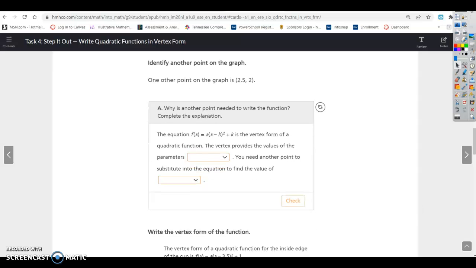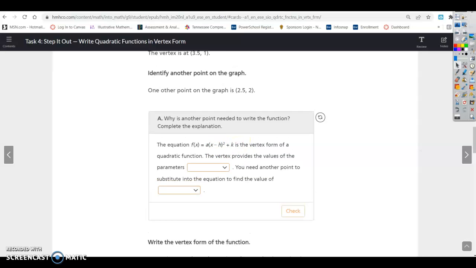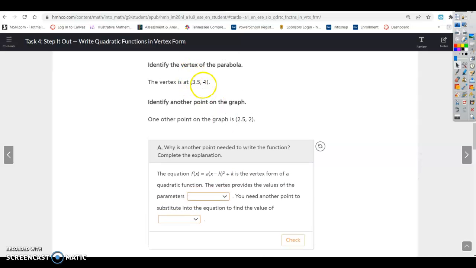All right, so it says, why is another point needed to write the function? And we're going to complete and explain. So the vertex form, h and k is your vertex, that is given. 3.5 and 1 is the h and k. And it's also an x and a y, but in this case specifically, h and k represents the vertex. So the equation is the vertex form of the quadratic function. The vertex provides the values of the parameters for h and k. You need another point to substitute into the equation to find the value of a.